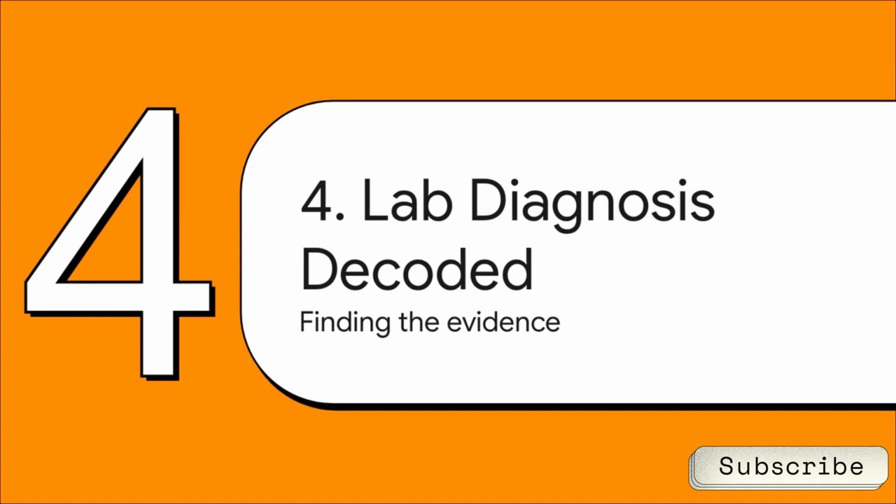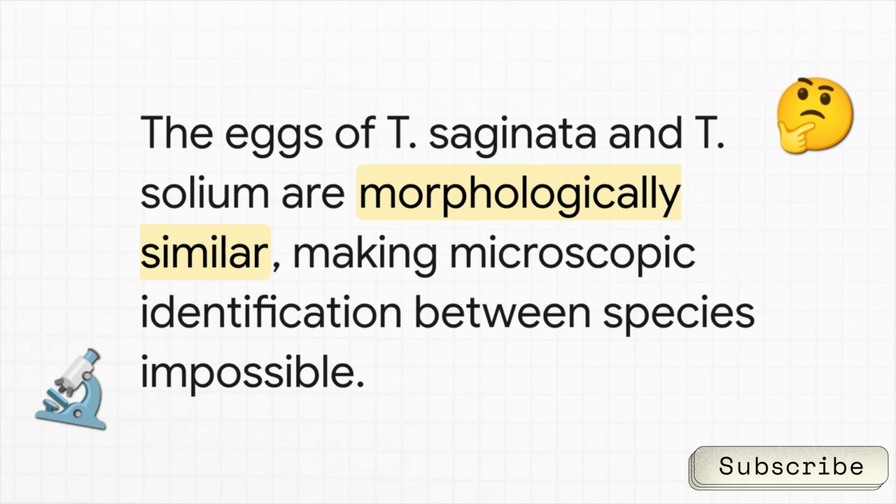Okay, now for the really crucial part for your exams. How do we actually confirm a diagnosis in the lab? This is where the details really matter. So here's a major diagnostic challenge, and it's a favorite exam question. Under a microscope, the eggs of T. solium and T. saginata are morphologically indistinguishable. You just can't tell them apart by looking.